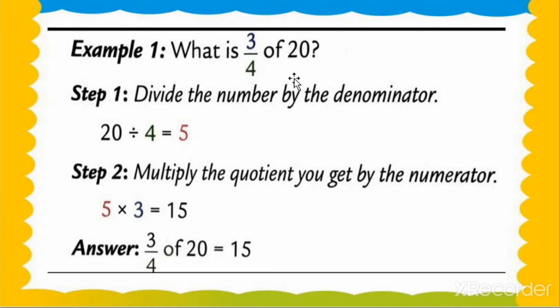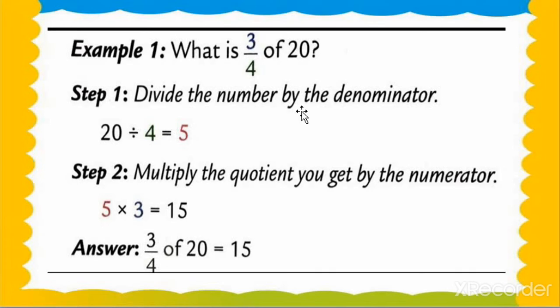First step is what? Divide the number by the denominator. Divide means division, and the second step is multiplication. The short key is: first of all division, and then after, multiplication. So first step, divide the number by the denominator, and step 2, multiply the quotient you get by the numerator. Understood? Again I repeat, dear students, divide the number by the denominator, and then the second step, multiply the quotient you get by the numerator.